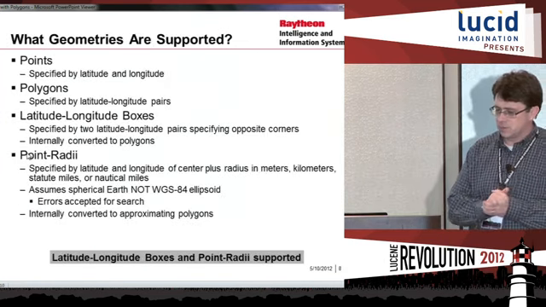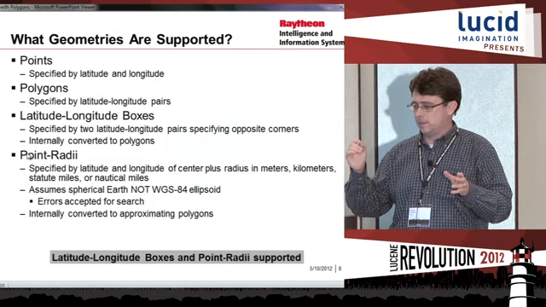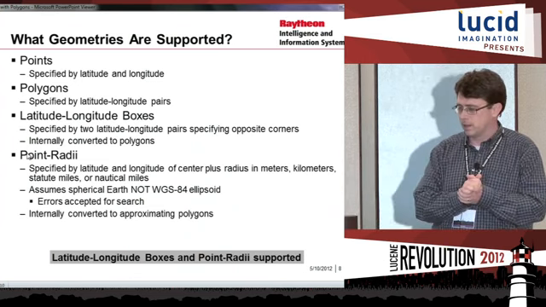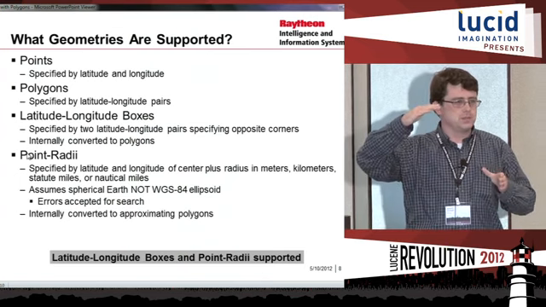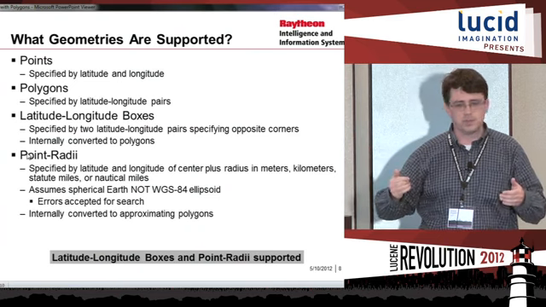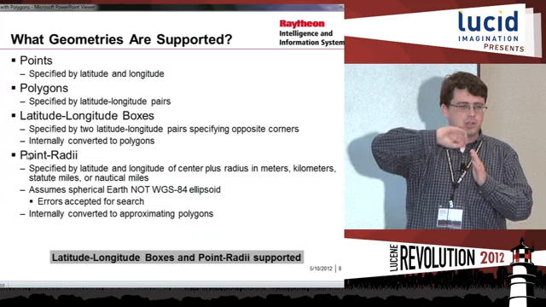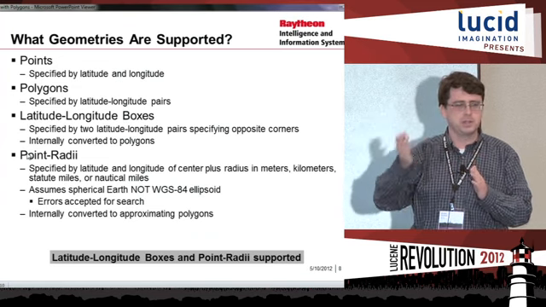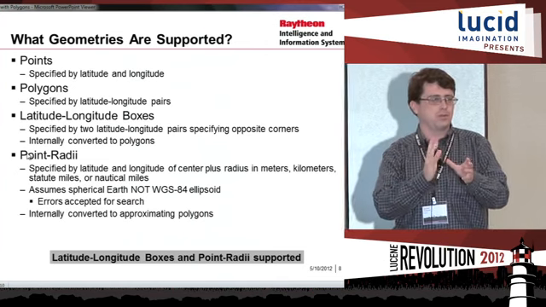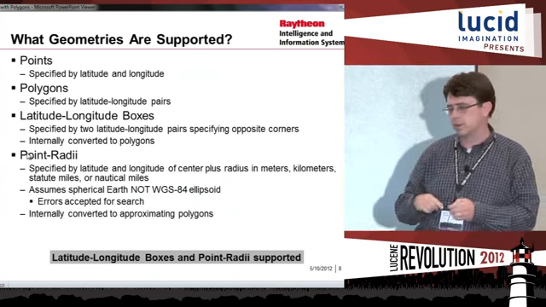What types of geometries do I support? I support points specified by latitude and longitude. Polygons that are specified by latitude and longitude pairs. I said simple polygons right now. Lat-long boxes, which are converted internally into a polygon. That's kind of a simple one to do. And point radii, which are then converted internally into a polygon approximating a circle. And exactly how much you approximate will affect performance. Right now I think I'm doing a 16-sided polygon, evenly spaced in degrees around.